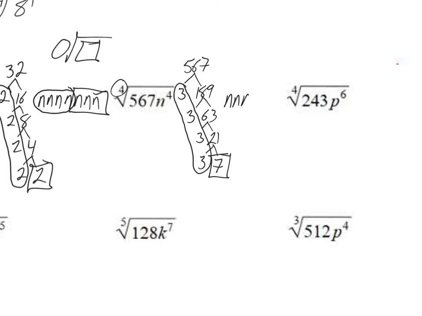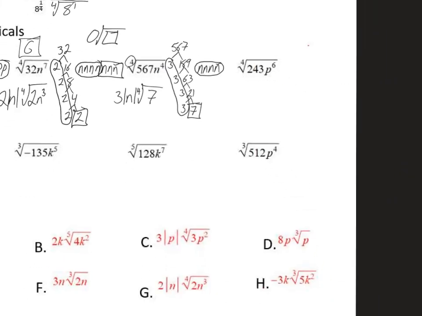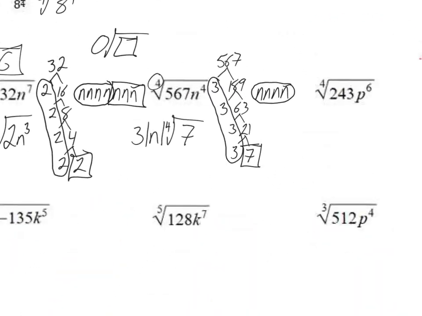I have 4 n's, so I'm going to write all of those. We're going to circle however many that we have. We have 4, so I have 1 circle. Now on the outside we have 3, and don't forget to put an absolute value around it. 4th root of what's in a box? Just 7. Okay, that answer is E.